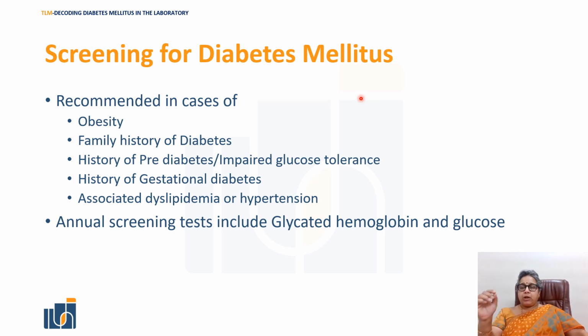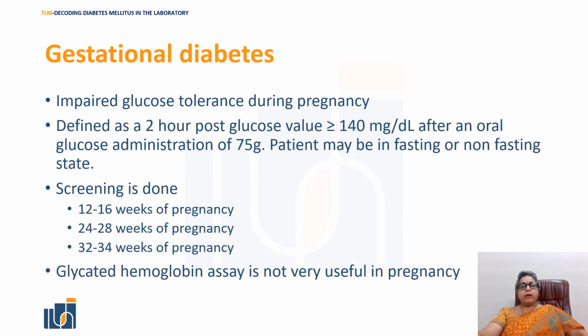So at least in your annual checkup, a HbA1c is added or a fasting glucose is added so that you will be able to catch the disease earlier. So annual screening tests should today include glycated hemoglobin and a fasting glucose, if not a postprandial glucose. So these are the recommendations where screening is mandatory at an earlier age.